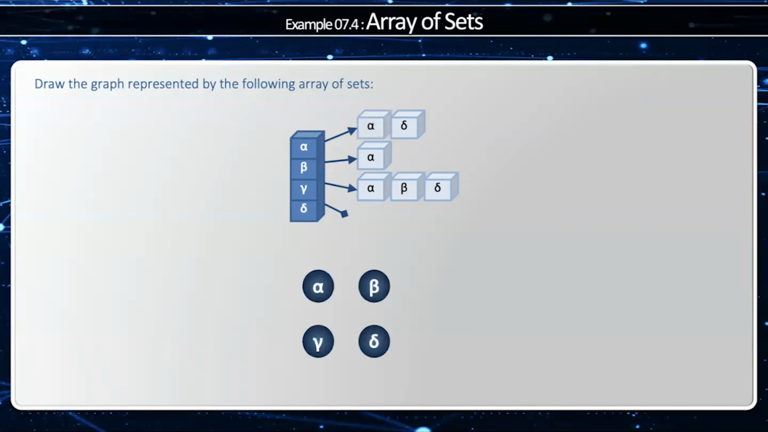Now, I'm going to first look for alpha to alpha, which means I'm going to point to myself. Then I'm going to look for alpha to delta, so I'm going to point to delta. Then I'm looking for beta to alpha, so beta to alpha. Then I'm going to look for gamma to alpha, so gamma to alpha, and then gamma to beta, and then finally gamma to delta. So gamma to delta. And notice how there's no edge leading from delta to anything.